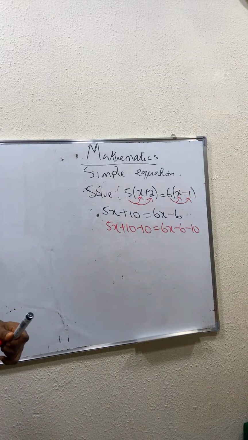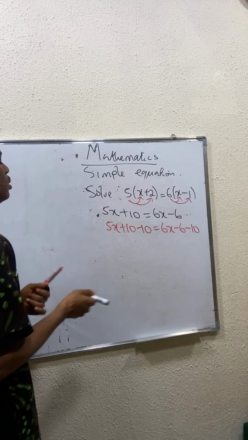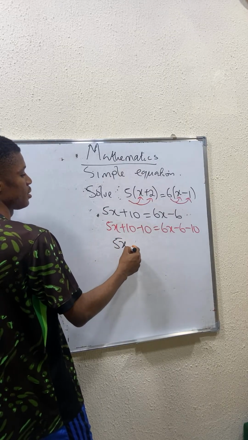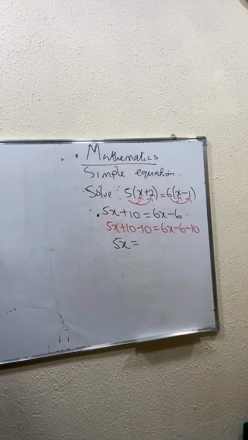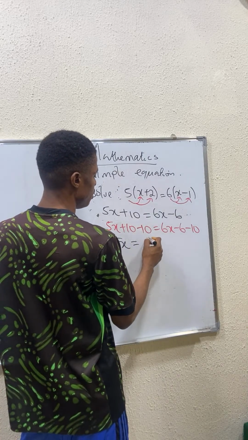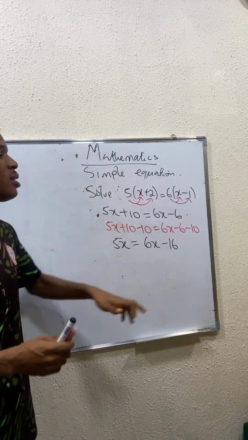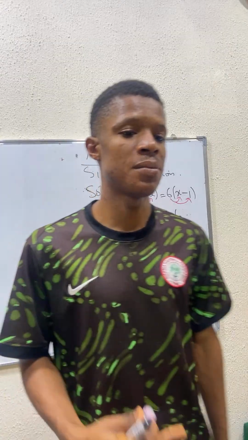Right? Correct. So you have 5x is equal to 10 minus 10, which is 0. And this is equal to 6x minus 16. What is minus 6 minus 10? Minus 6 minus 10.